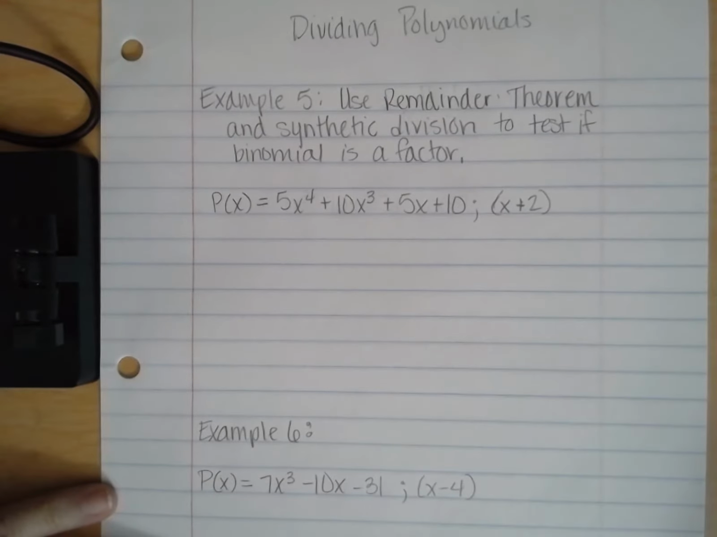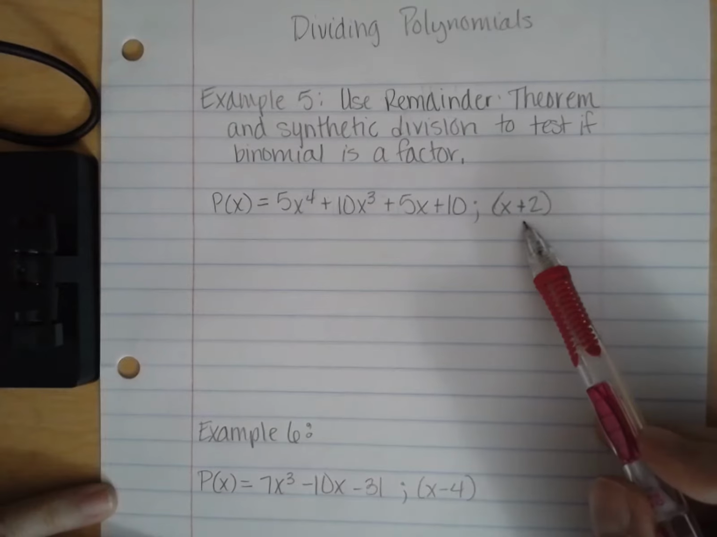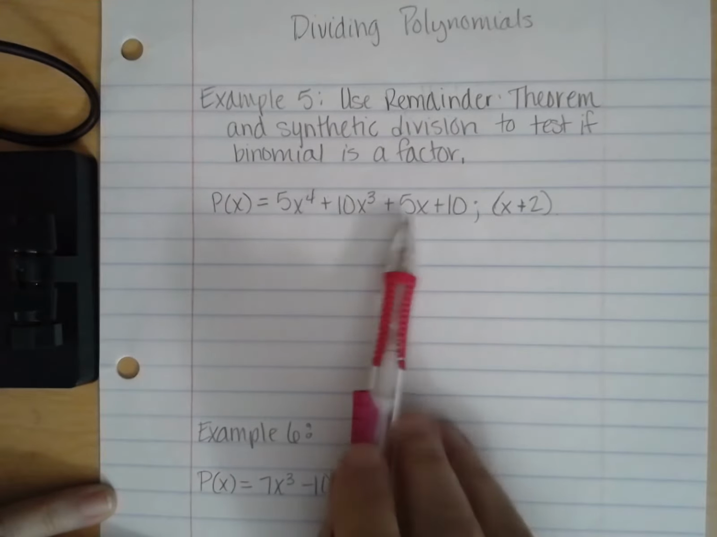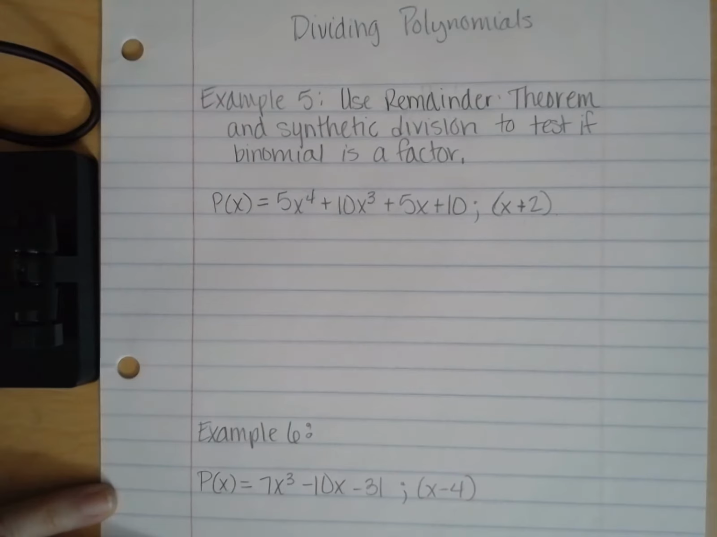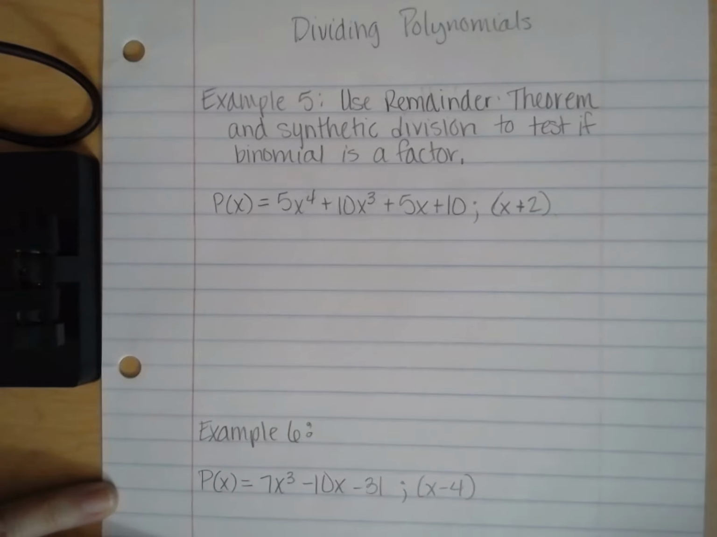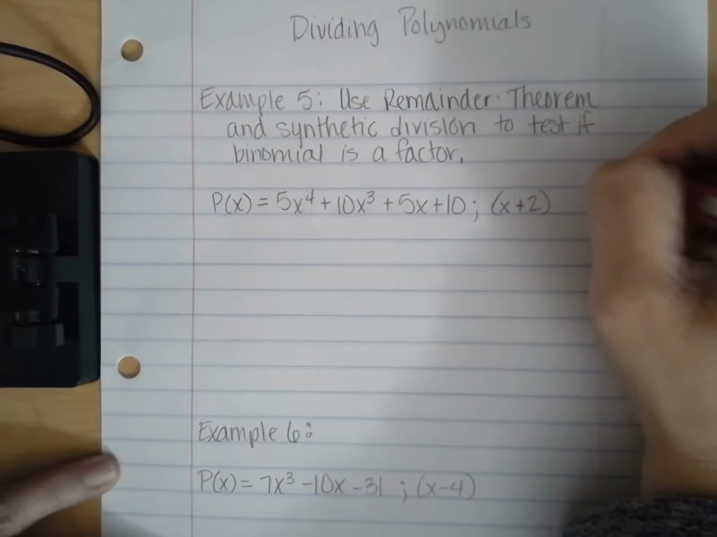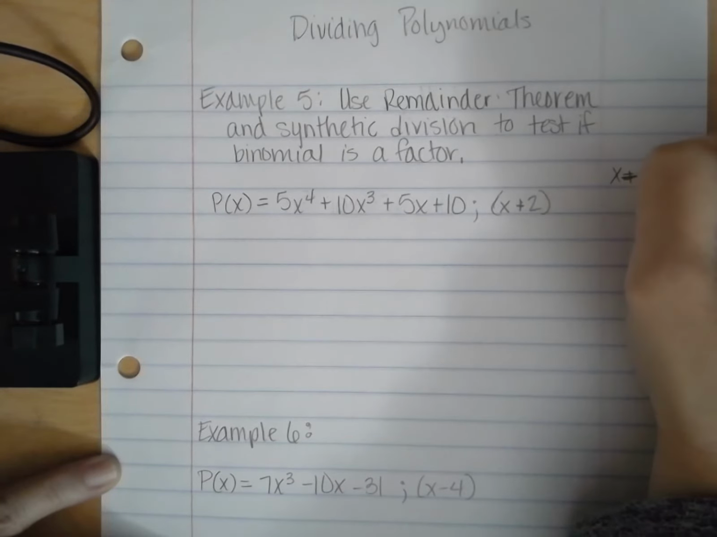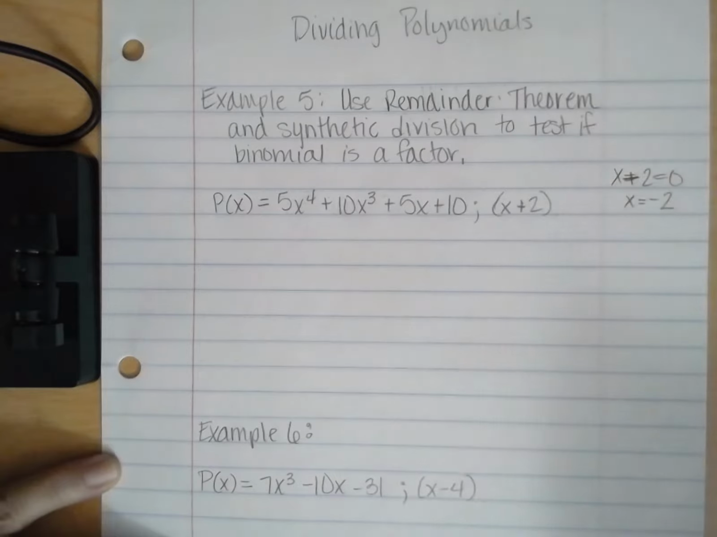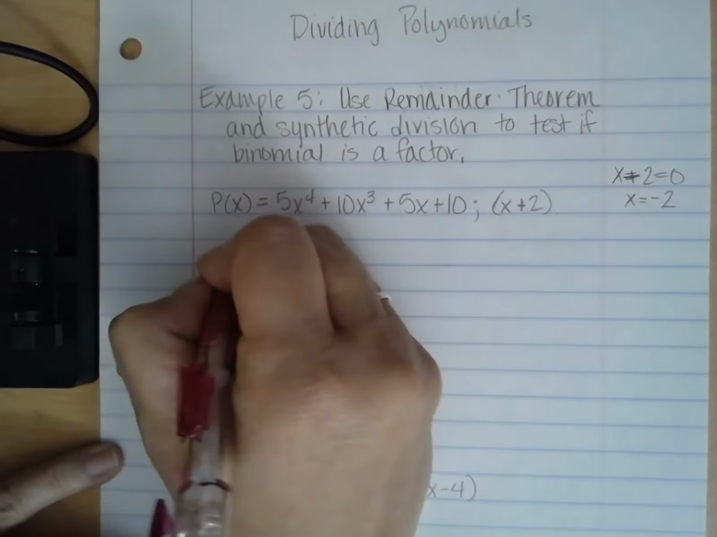Okay, so one of the things that we want to know is this particular version, x plus 2, a factor of the polynomial? If it ends up being a 0 remainder, then it is a factor. 5x to the fourth plus 10x to the third plus 5x plus 10 equals 0. When you actually put that on a graph where it crosses the x, it will be at positive 2, or actually negative 2. So again, we need to write our x plus 2 equals 0 to find out what we're dividing by. And we're going to use synthetic division.